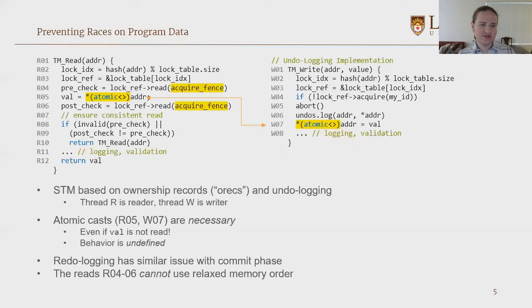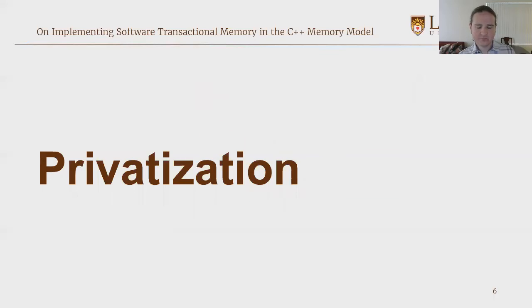Another thing to note here is that the reads from R4 to 6 cannot use a relaxed memory order. Those acquire fences are necessary to prevent the compiler from reordering the code. So we might want to use a relaxed fence for the performance benefits, but unfortunately we can't.